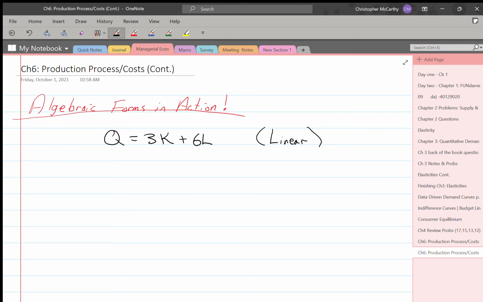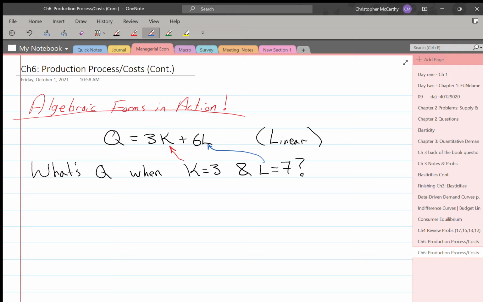And so we're asked, what's Q when there's 3 units of capital and 7 units of labor? So how do we evaluate this? Well, we literally just put the 3, the K, into the K, and then we put the L in. We plug and chug.